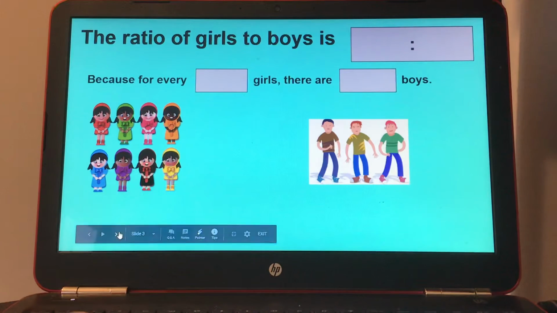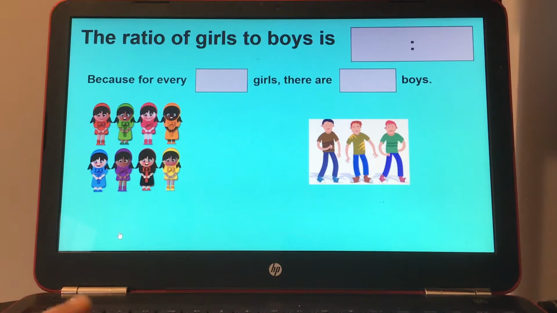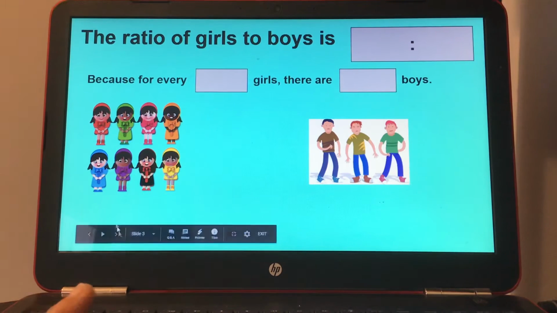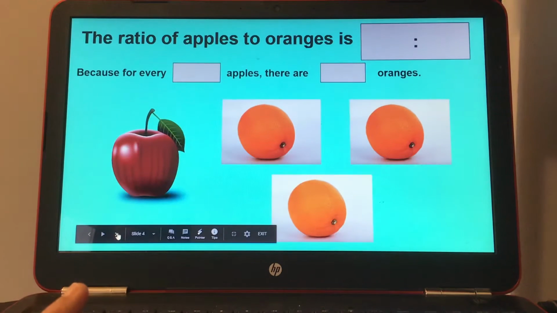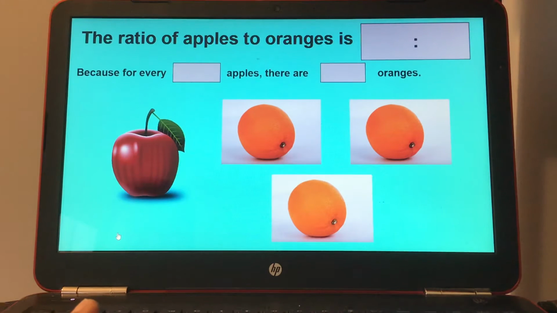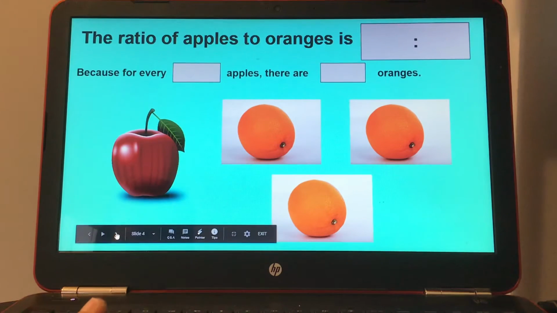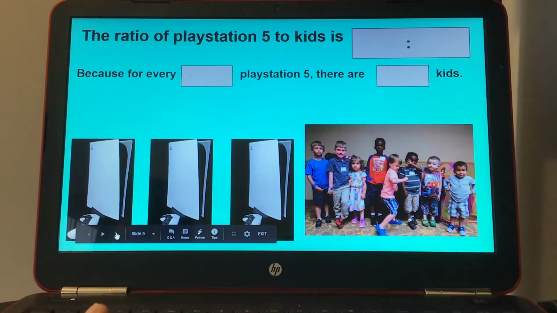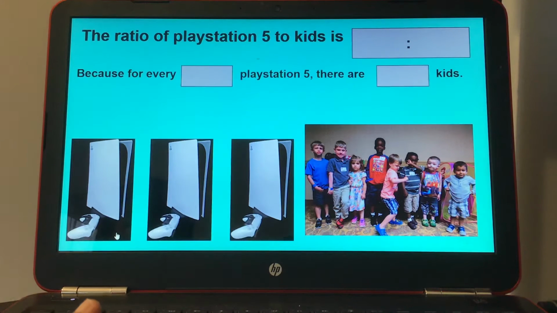Okay, so I'm going to let you do this one. The ratio of girls to boys is, because for every blank girls, there are blank boys. And the ratio of apples to oranges is, so you count the apples and you count the oranges and put it in the right spots. The ratio of PlayStation 5 to kids is, because for every PlayStation 5, there are how many kids?